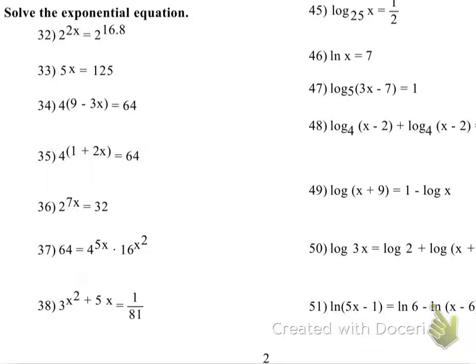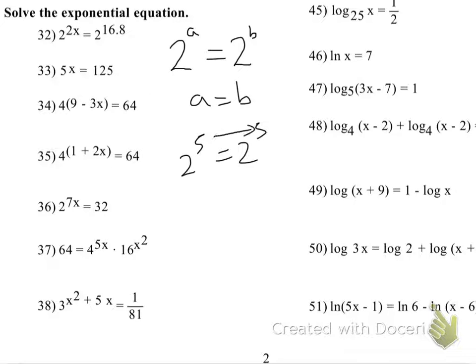Right, let's think about this. 2 to the power A equals 2 to the power B. Well, then can you see that A must equal B? I mean, it's like me saying this: 2 to the 5th is 2 to the 5th. Well, yeah, because of course those two are the same.